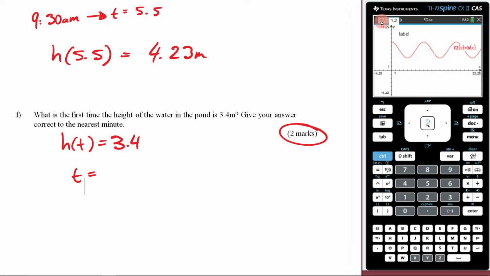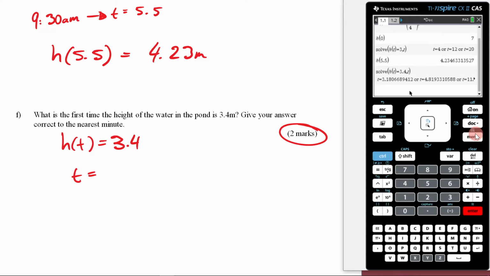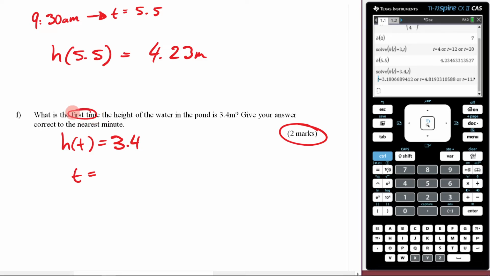We come here. We're going to go menu 3, 1. Then we're going to go h of t is equal to 3.4, and we're solving it for t. We hit enter. It gives us all of these values here. Look at them all. But what do we want? We want the first time. So the first time it's going to occur is 3.18.